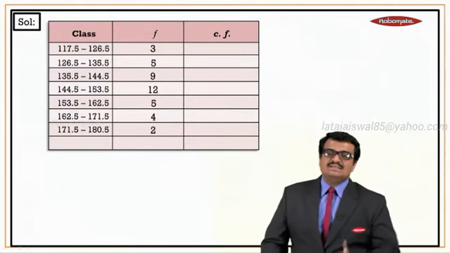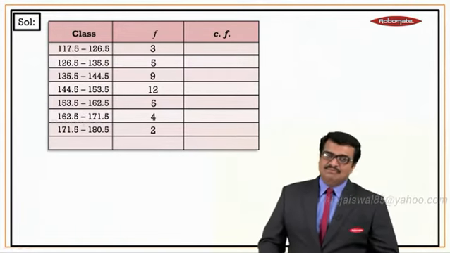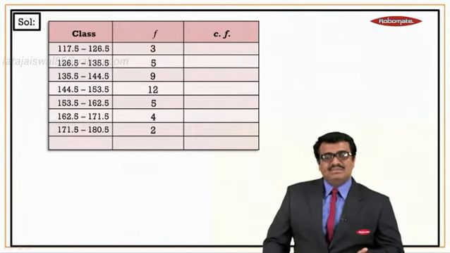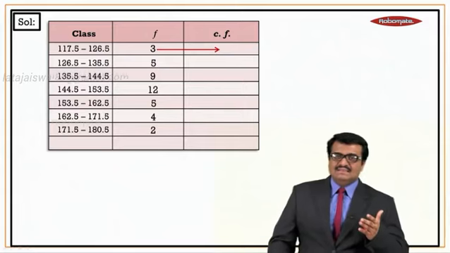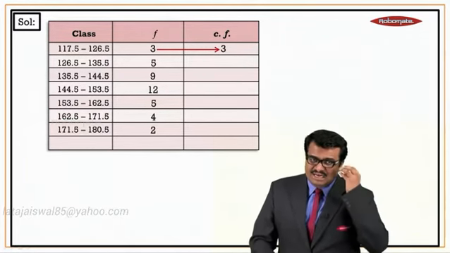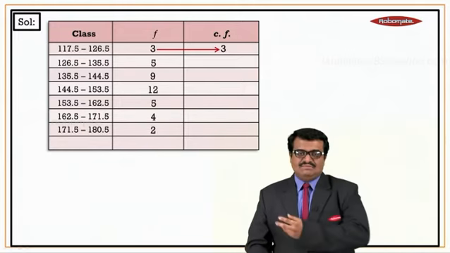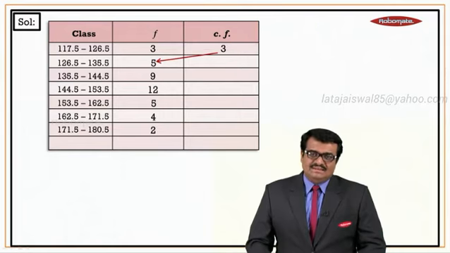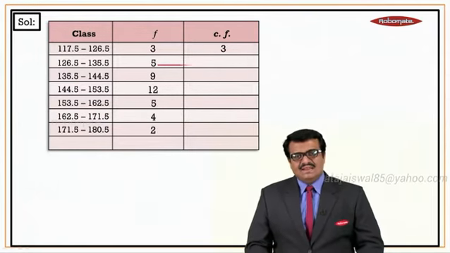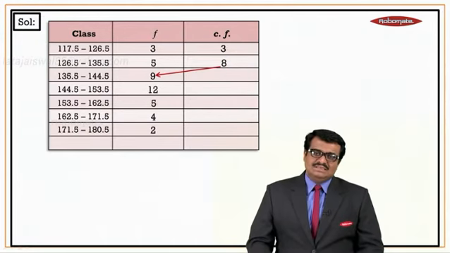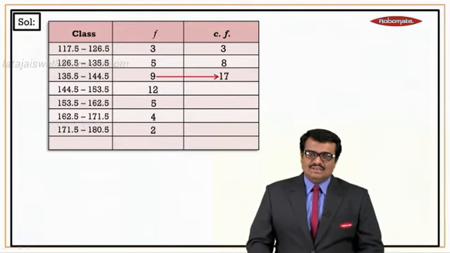So these are the frequencies, and then we find the cumulative frequency, less than type. How do we prepare the cumulative frequency column? The first frequency we copy as it is, that is 3. Then we go on adding it to the next frequency. Whatever result we get in cumulative frequency, we add it to the next frequency. So 3 plus 5 gives you 8, and we write 8 in the cumulative frequency column. 8 plus 9 gives you 17. We write 17 in the cumulative frequency column.